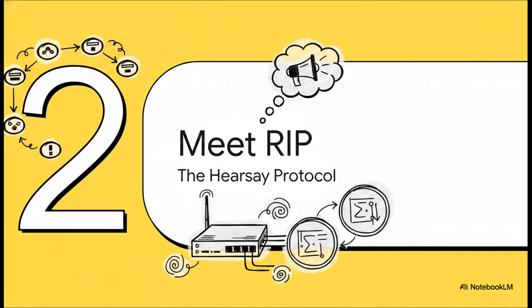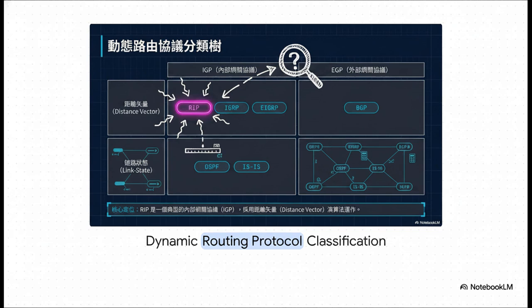All right, moving to Section 2. Meet RIP, the distance vector, or as I like to call it, the hearsay protocol. Now that we know why dynamic routing is a must, let's formally introduce our main character. So, in the grand family tree of networking protocols, RIP sits right inside the internal gateway protocols, or IGPs, the guys managing traffic inside a single organization.